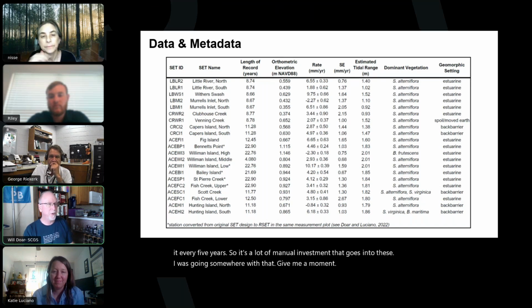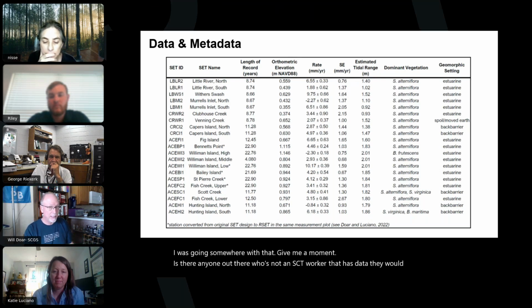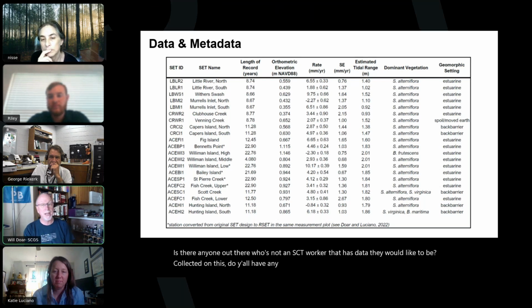Is there anyone out there who's not an SET worker that has data they would like to be collected on this? Do y'all have any opinions on how often you'd like to see data collected from this?